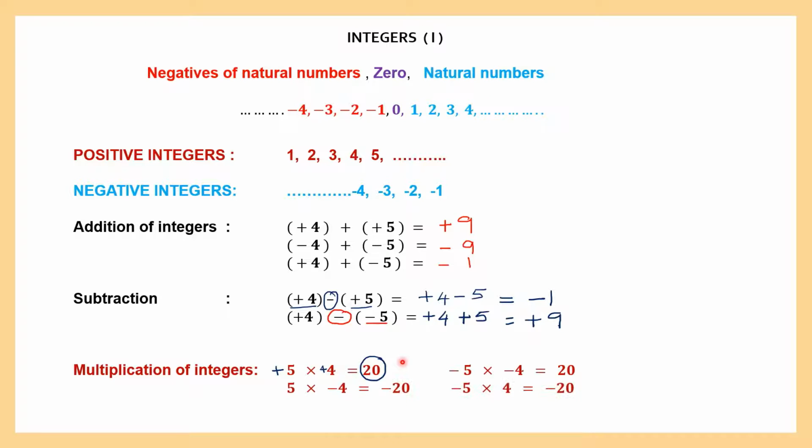Then what about when you have one minus sign and one plus sign? So here this is a plus sign. So plus into minus is minus. Minus into plus is minus. That means if you have one negative sign, then the product will be negative. Keep this in mind when we work out the sums here.